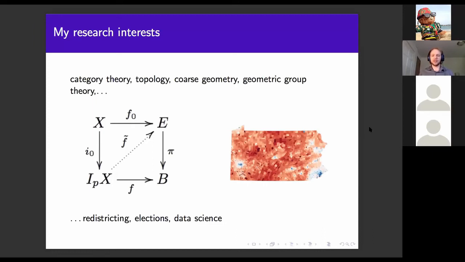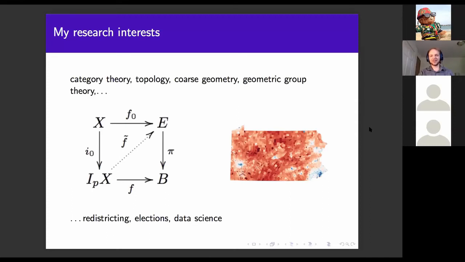But I'm also interested in redistricting, elections, and data science. So I'm pretty proud of the left-hand picture, because it involves all 4 of those topics: category theory, topology, coarse geometry, and geometric group theory all at once, which is nice. I won't explain why though. And on the right-hand side, I have a picture of a US state, Pennsylvania, colored red and blue for Democrats and Republicans. So those are the kind of pictures that I study.